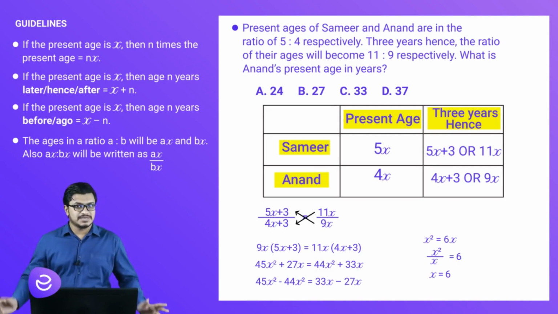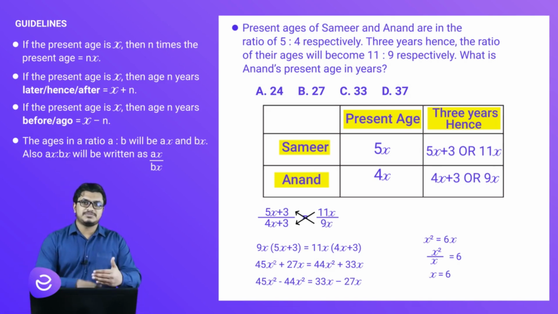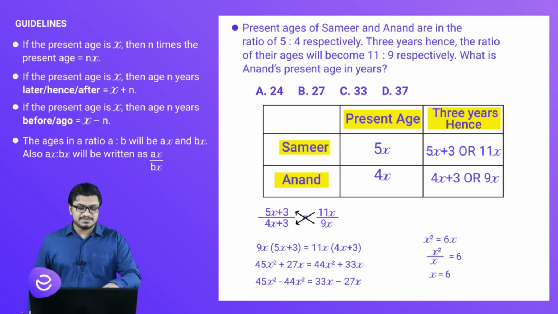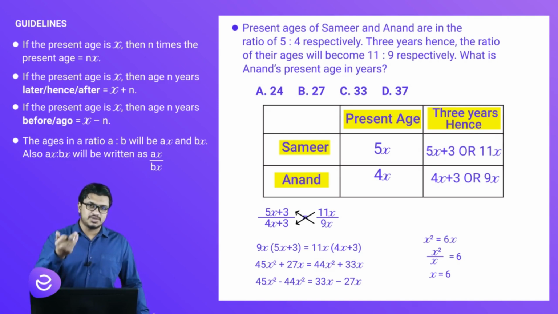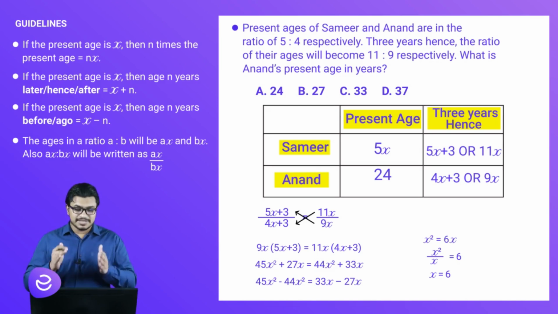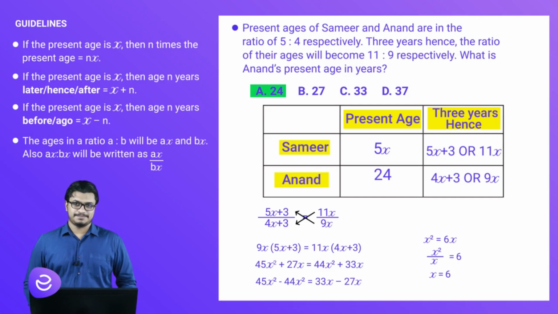X is not the age of Samir, x is not the age of Anand, x is not the age after 3 years, x is just a representation of their ages. So we will have to substitute this x into whichever place we want. We want Anand's present age. So in the table we can see that Anand's present age is denoted as 4x. So in the place of that x we will substitute 6. So we will get 4 into 6 as 24. So 24 is the present age of Anand. In the options we have 24, 27, 33 and 37. So we get the answer as 24.